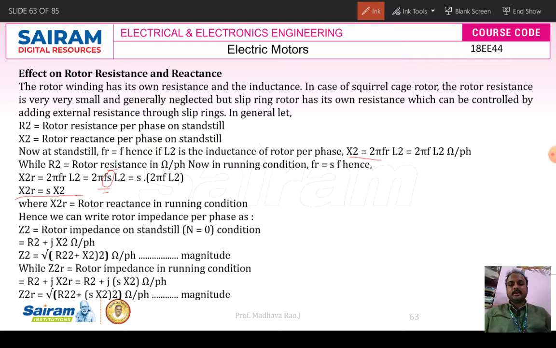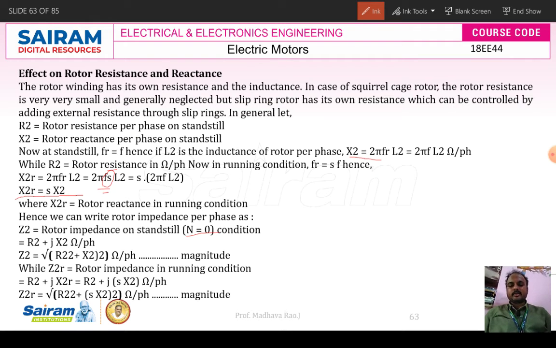Where X2R is the rotor reactance in running condition, hence we can write the rotor impedance per phase as R2 plus jX2 ohm per phase. So at standstill this is the rotor impedance, and in terms of magnitude we have to take the root of R2 square plus X2 square ohm per phase.